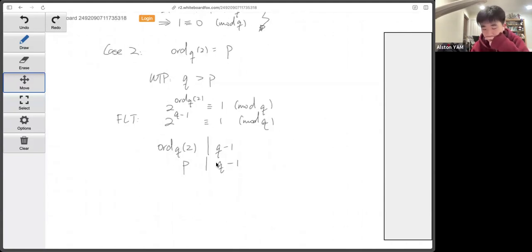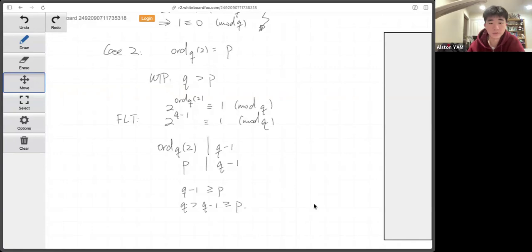So now you're like, okay, that's good, because we know that for something to divide another thing, it must be less than or equal to the number, right? So that just says q minus 1 must be bigger than or equal to p. Because if you think about it, if q minus 1 was actually smaller than p, then p cannot divide that number, right? A divisor cannot be greater than the thing you're dividing. So we're done here because q is larger than q minus 1, which is larger than or equal to p.